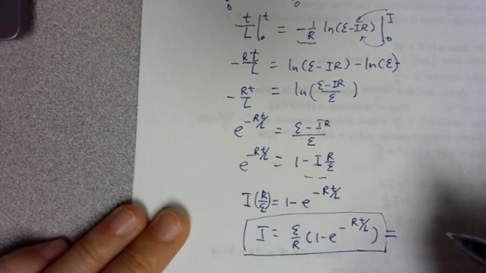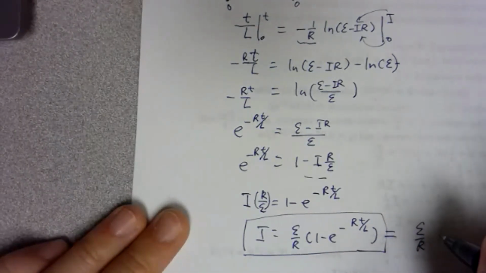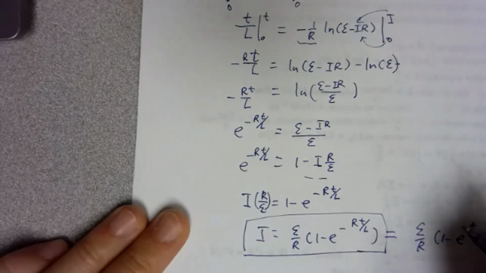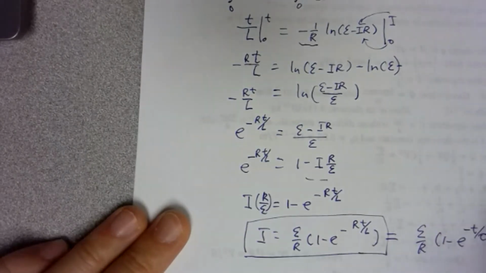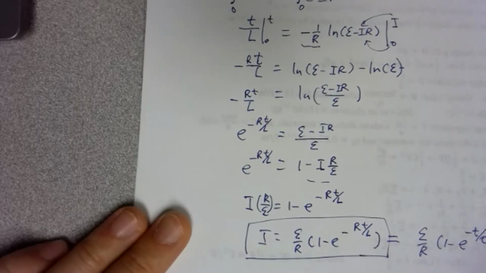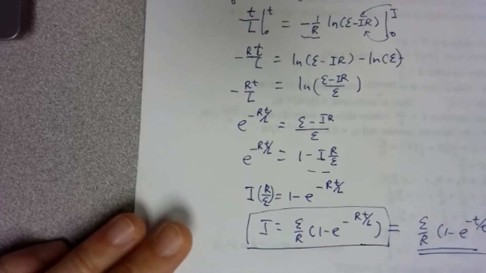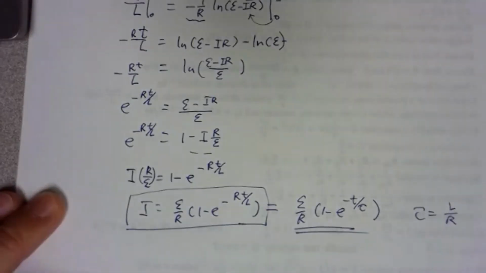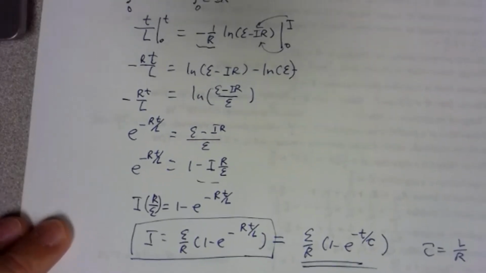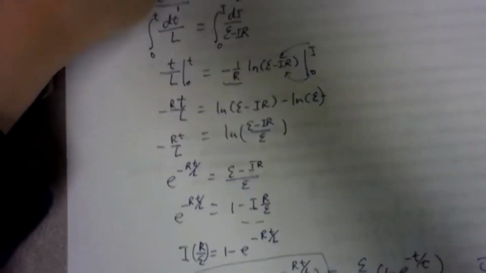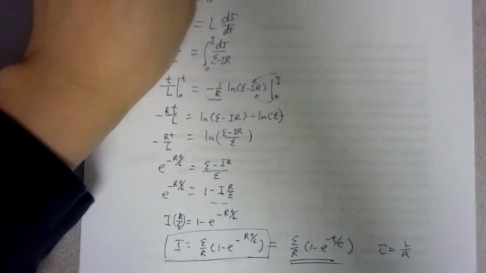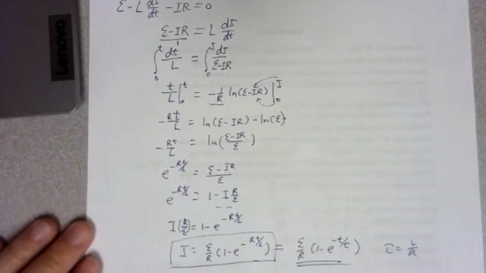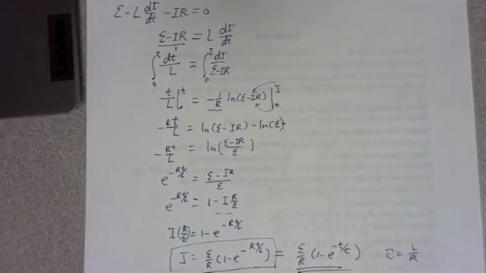And then also by writing the time constant tau as L over R, you get this. So that's the result there. So this is the derivation of what you get in the PowerPoint slide. So let's go back to the PowerPoint slide.